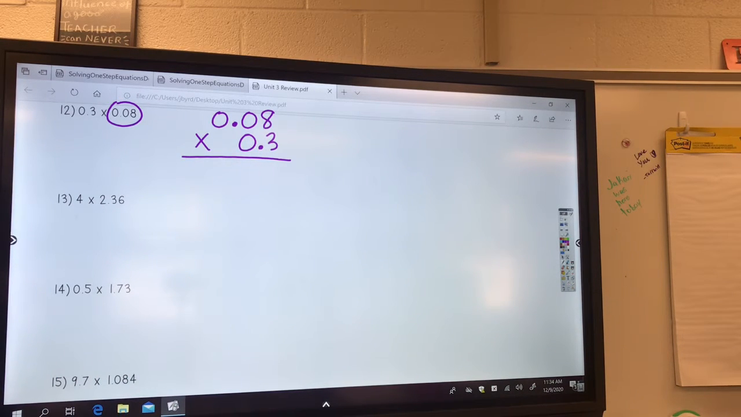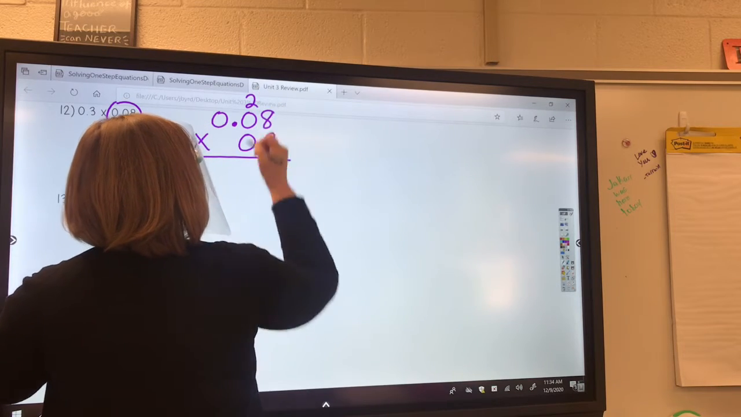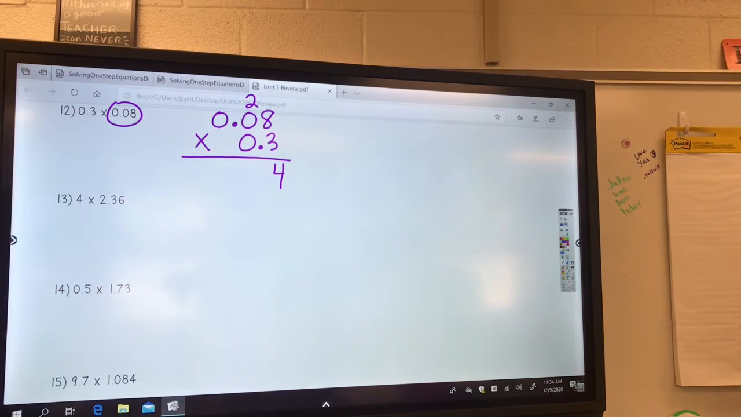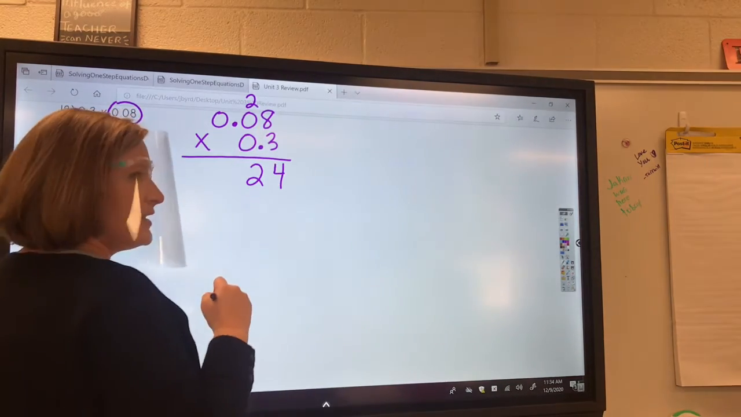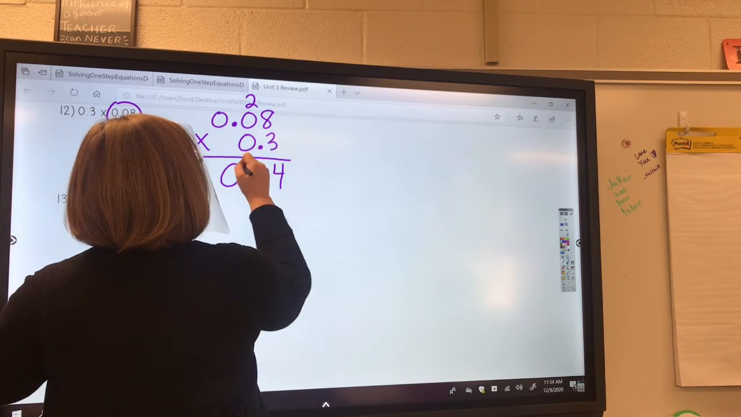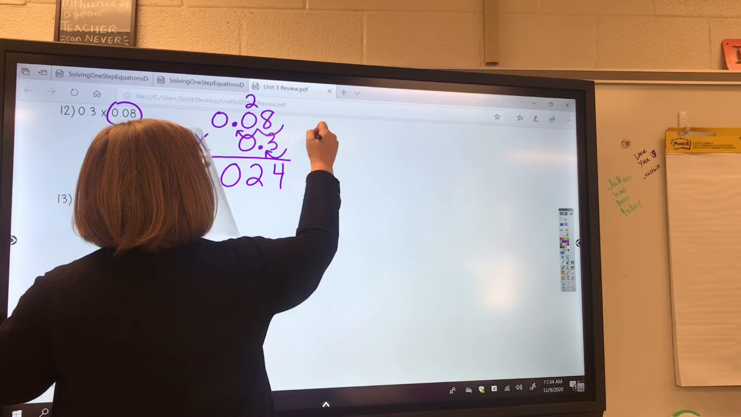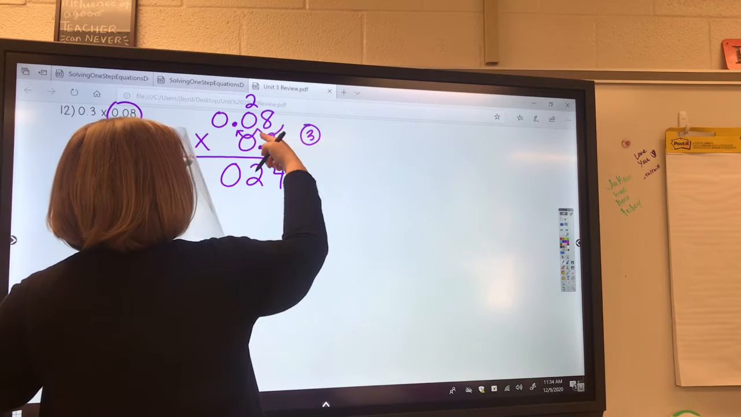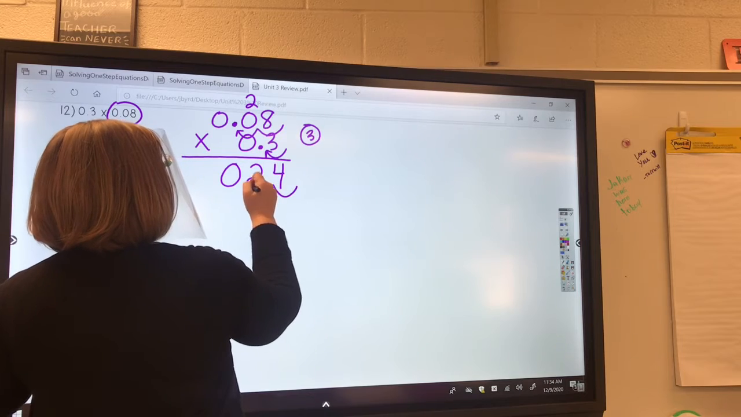3 times 8 is 24. So I'm going to write my 4, carry my 2. 3 times 0 is 0, plus 2 is 2. 3 times 0 is 0. And how many numbers do we need behind the decimal? 3. 1, 2, 3. So we're going to have 1, 2, 3.